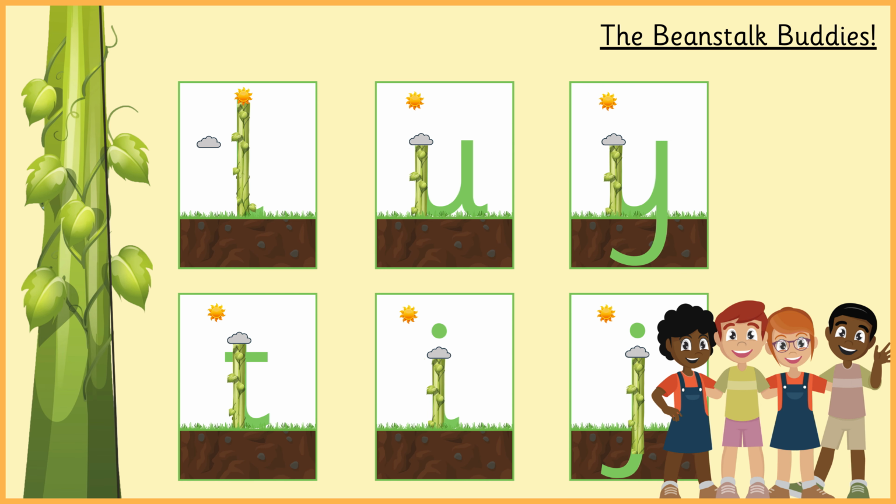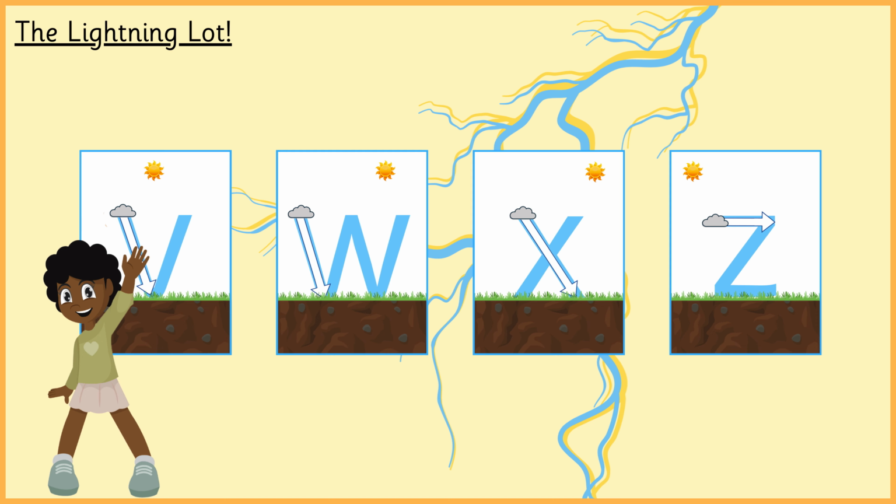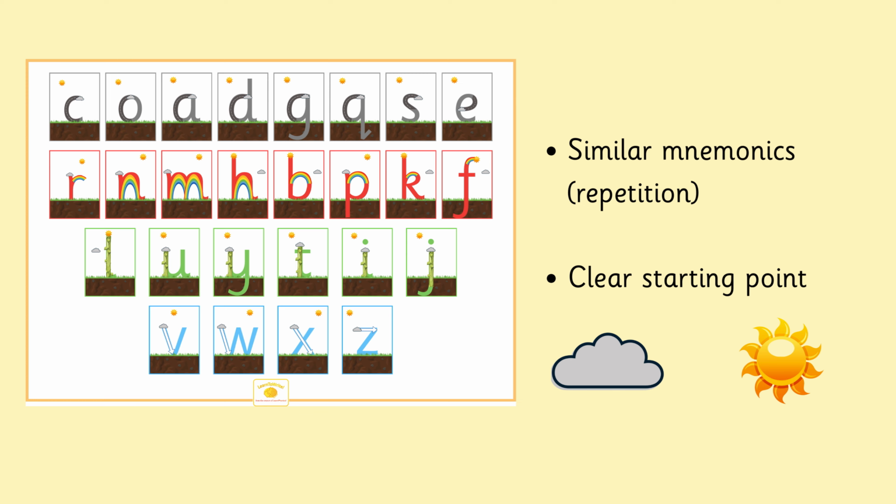These letters are the beanstalk buddies, and they all start by going down the beanstalk. Then there's obviously a variation with dot it or cross it, or down the beanstalk, up and down, as in the case of U and Y. And finally, these letters are the lightning lot. They crash down to the ground and they go, crash, go. They've got that sort of diagonal movement pattern. So as you will have seen, the mnemonics within each family are very similar, and that's to encourage that repetition, so the knowledge of the movement is fully embedded.